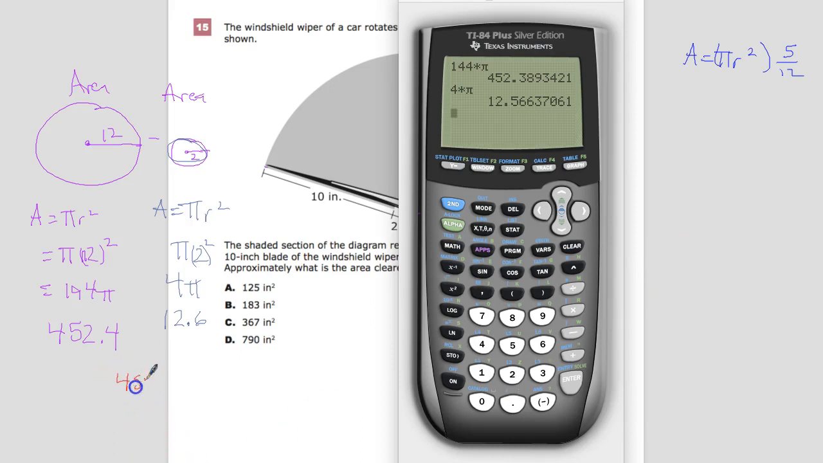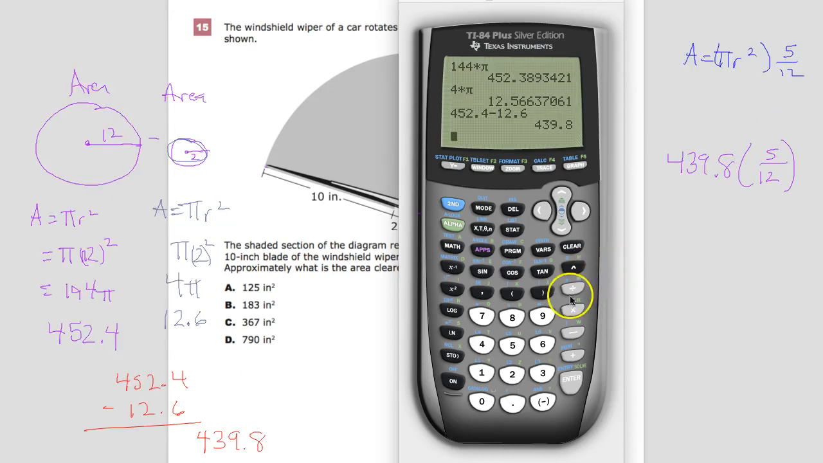So 452.4 minus 12.6. If you want, you can use your calculator here. I'll do it in the calculator, but it actually takes me much longer to do it this way because of the way that I have to type it in. So this amount would be the area of the whole donut, I guess, that's left for all this shaded area. This is the area of the whole thing. So all I need to do to get to my final answer is multiply the 439.8 by 5/12.